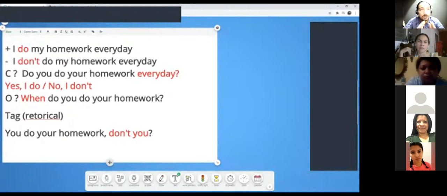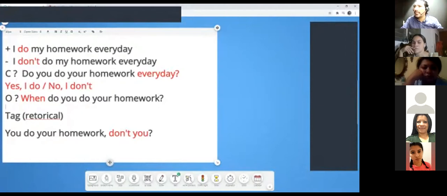Open-ended question. More specific, porque es más específica, Nuria, porque estoy preguntando cuándo, dónde, qué, quién, cuál. Yep. That's the point. Y una retórica o una task question busca información que yo ya asumo conocer.